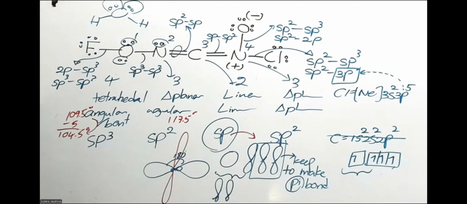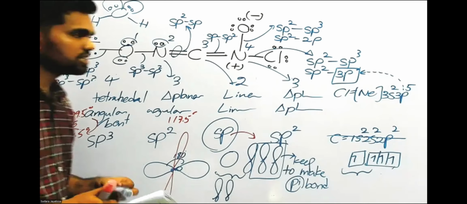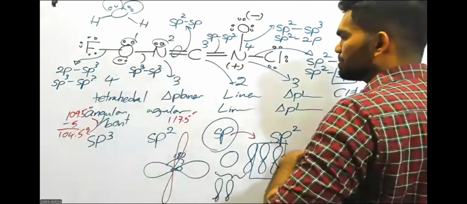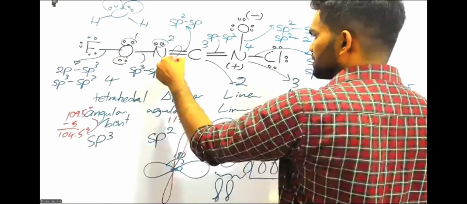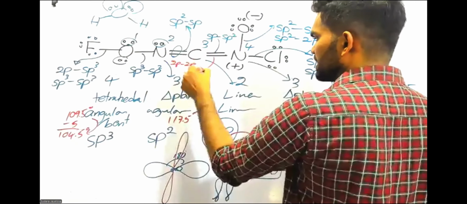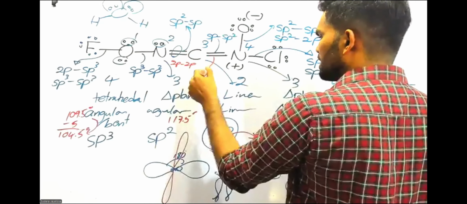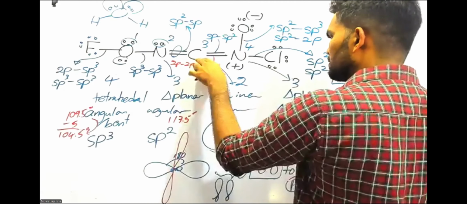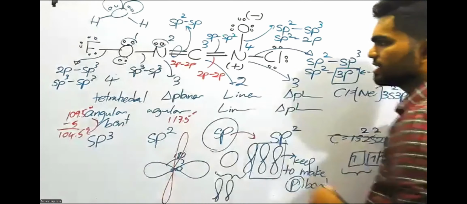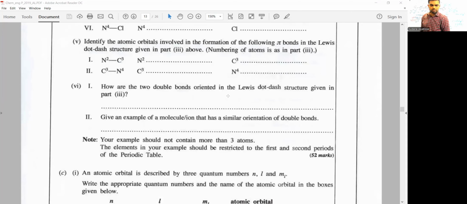And then they're asking about the orbitals that participated in these two pi bonds. Both the pi bonds are made between 2p orbitals. For this also you have to write the 2p orbital of carbon and another 2p orbital of nitrogen. How are the two double bonds oriented in the Lewis dot dash structure given in part 3? So these two pi bonds, what is the orientation? That's what they're asking, and they're asking you to give another example for that also.